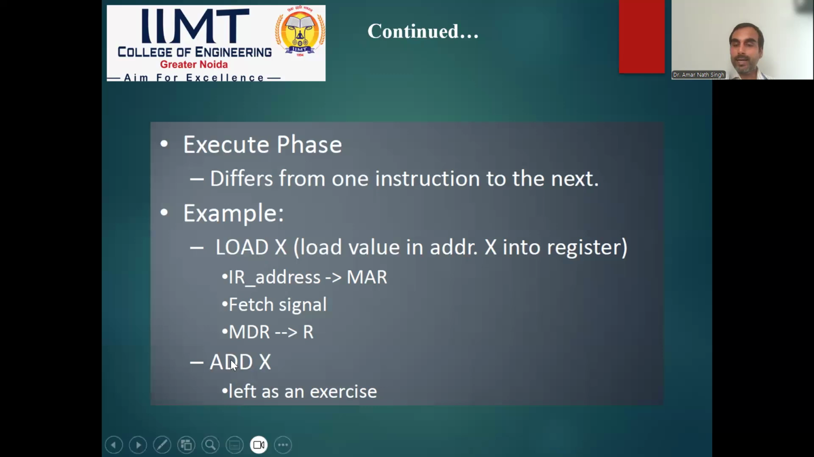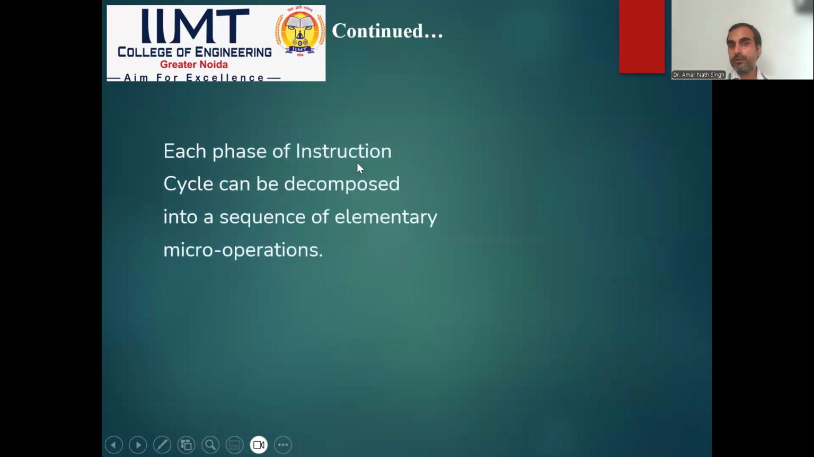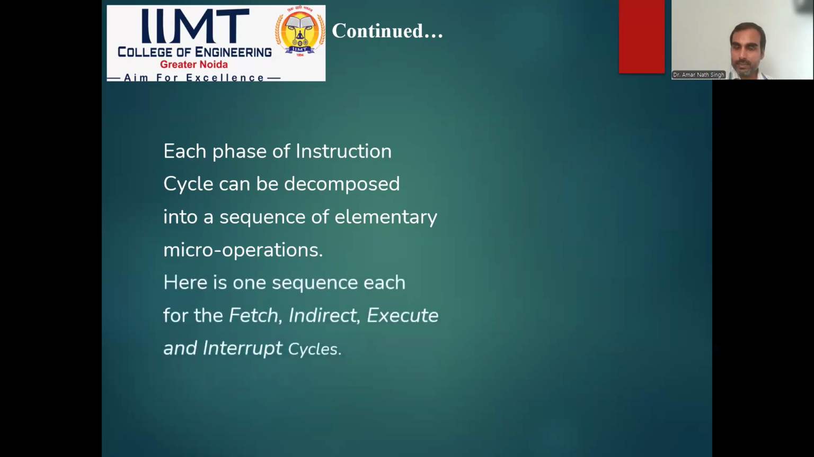Coming to add: now suppose my content is loaded into my accumulator. If I go for performing the operation, who will perform it? The accumulator is operated on. So add x means that x is taken further and the operation is performed in terms of the phases. Each phase of the instruction cycle can be decomposed into a subsequence of elementary micro operations, where each sequence has fetch, indirect, execute and interrupt cycles.